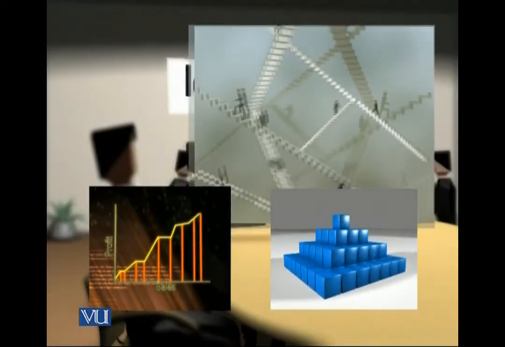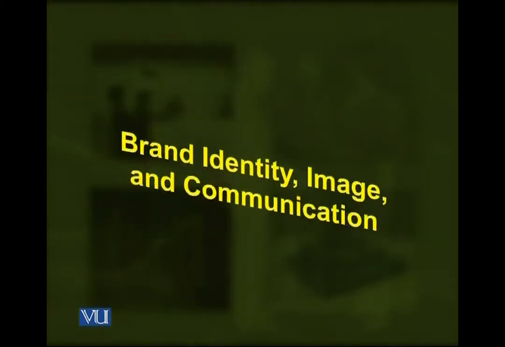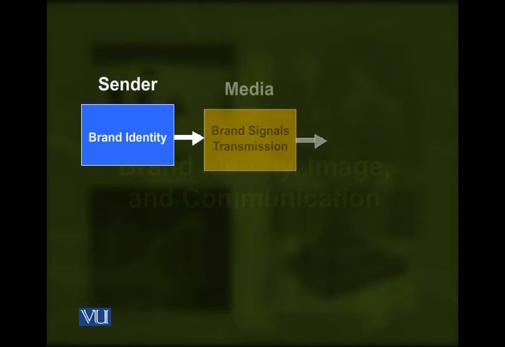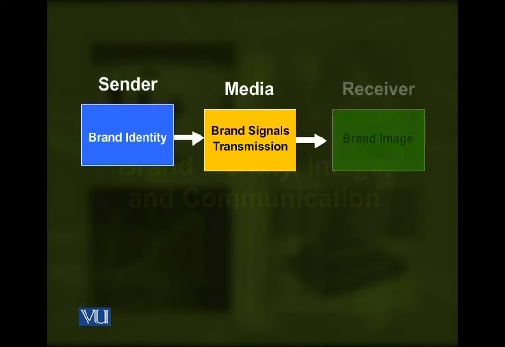Now let us take a look at a graphical presentation for a better understanding. You are seeing that the sender is the company or the brand managers, which we see at the leftmost end, and that is what we call the brand identity. The second step, which I already have explained, is brand signals through transmission, and this is what is communication. This transmission is going right to the marketplace where the brand image is being created. And it is being created in the minds of the receivers. Who are the receivers? Receivers are the consumers.